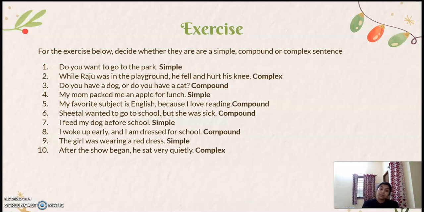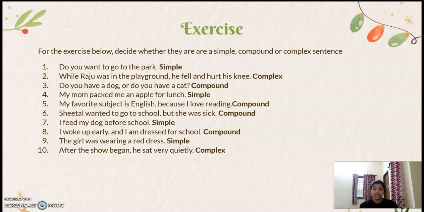So do you want to go to the park is a simple sentence. It's just one thought. Do you want to go to the park? While Raju was in the playground, he fell and hurt his knee. This is a complex sentence. While Raju was in the playground is a dependent clause. If someone just told you while Raju was in the playground, you don't know what happens. While is the conjunction and it's coming before the dependent clause. He fell and hurt his knee is the independent clause.